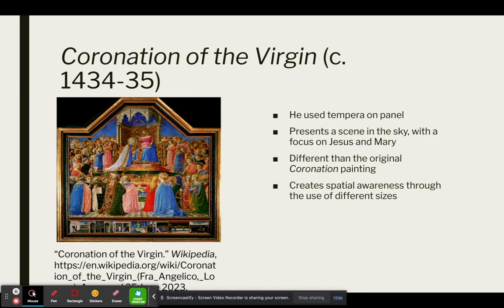This painting, however, is different than the original coronation painting. The original coronation painting had a gold background, but this one has replaced the background with a light blue sky, which is more realistic. He also successfully creates spatial awareness in this work, through the use of different sizes.